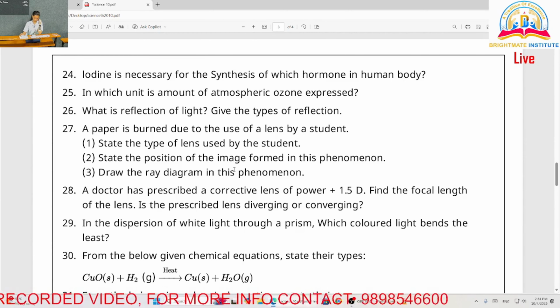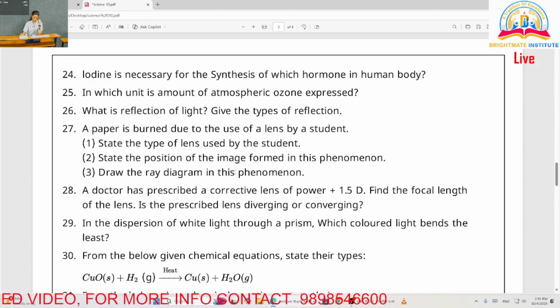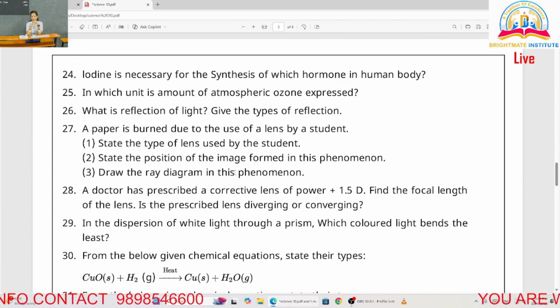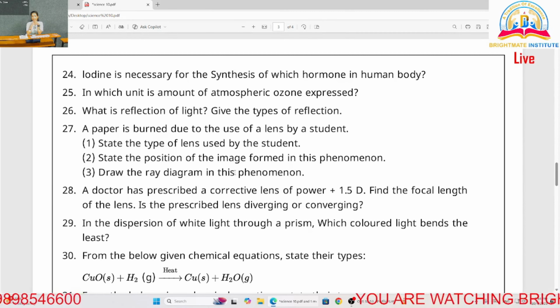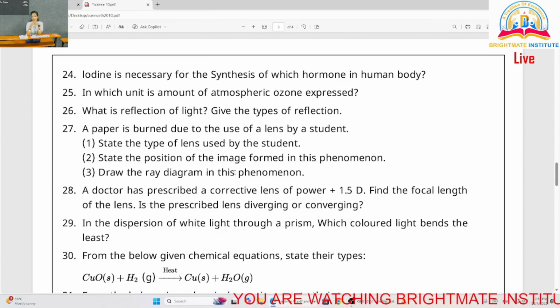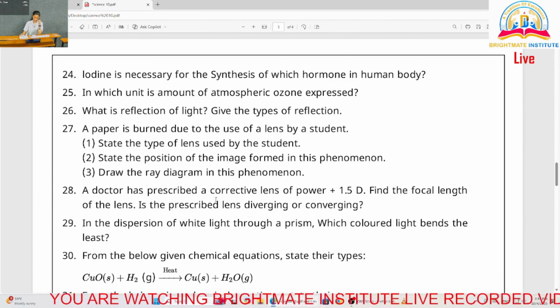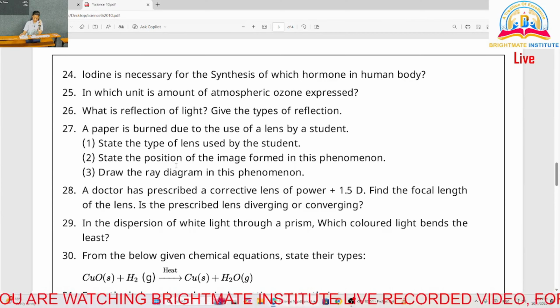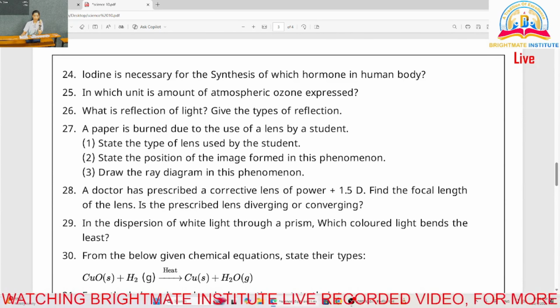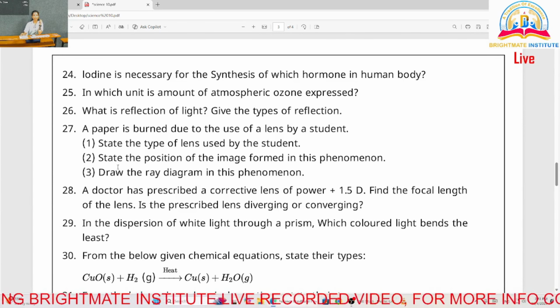And state the position of the image formed in this phenomenon. So the position of the image. The image is formed at the focus of the convex lens. Why is it formed on the focus? Because when all the rays are joined at the focus, then only it will generate heat and it is capable of burning a substance. So here the paper is burnt due to the convex lens, where all the rays converge and the image is formed at the focus of the convex lens. And regarding the ray diagram, we will discuss it afterwards.